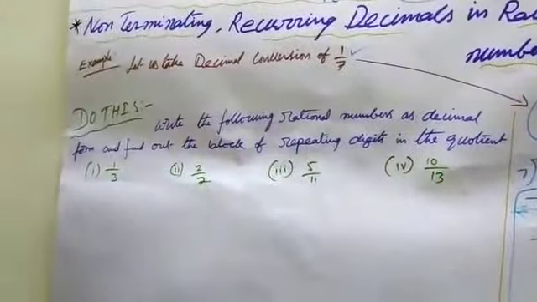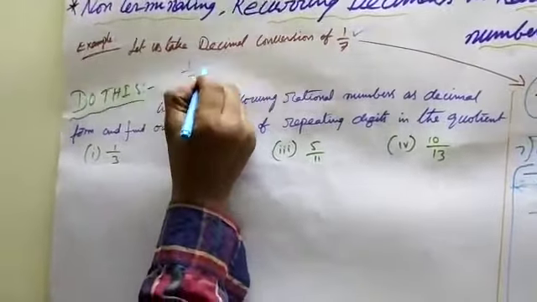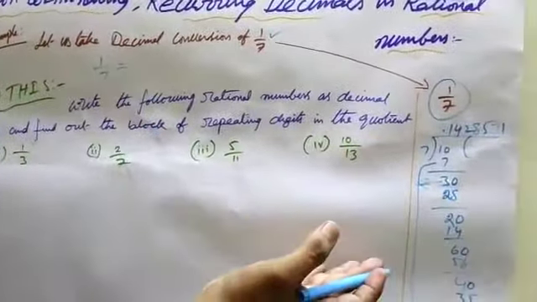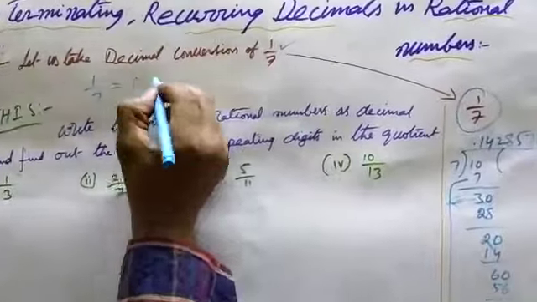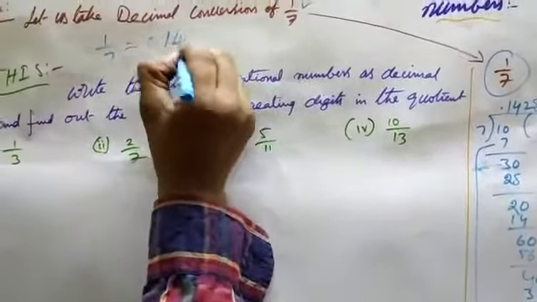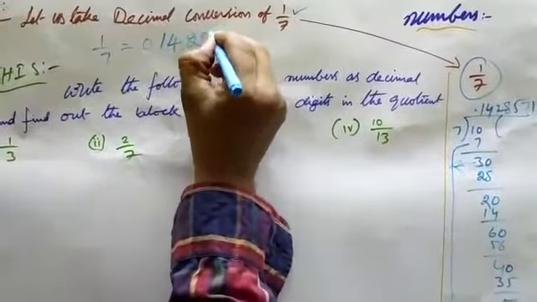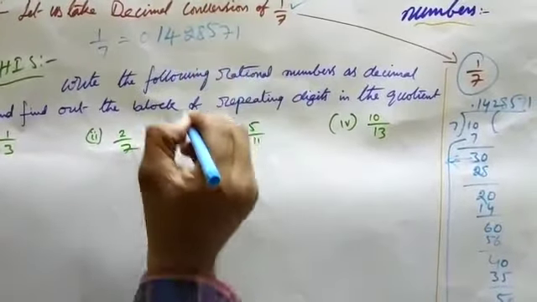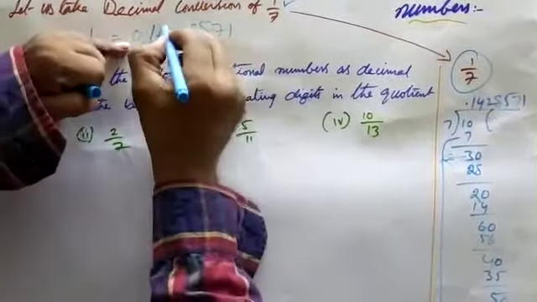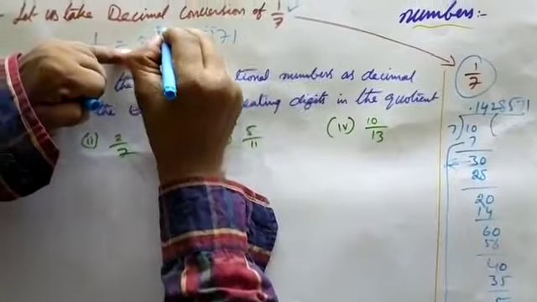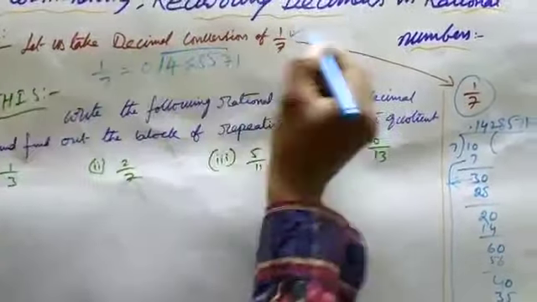See here, therefore 1 by 7. 1 by 7 means converting the fraction form into decimal form. It is 0.1428571, repeated. See, this is repeated. 142857 is repeated again and again.